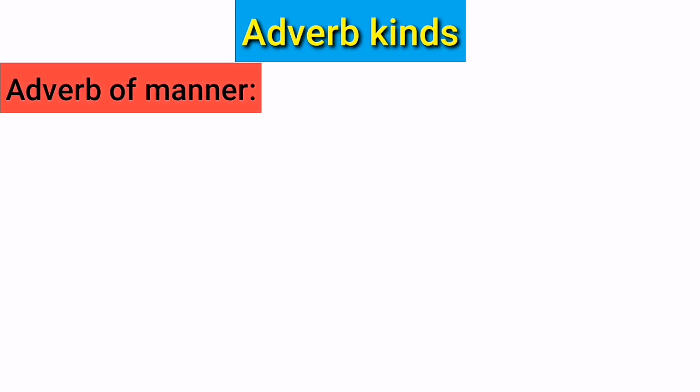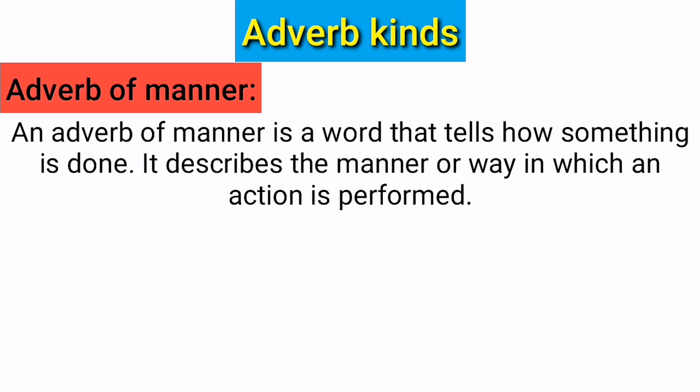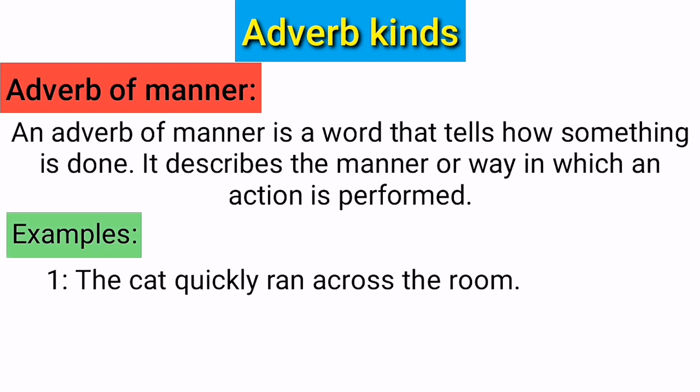An adverb of manner. An adverb of manner is a word that tells how something is done. It describes the manner or way in which an action is performed. For example, the cat quickly ran across the room. The adverb, quickly, tells us that the cat ran in a fast manner.